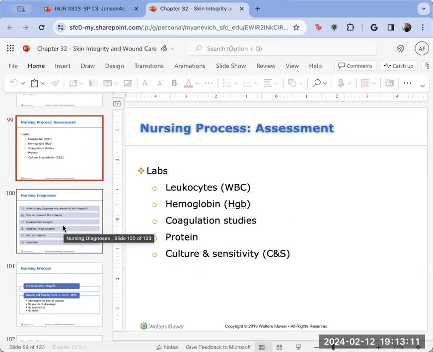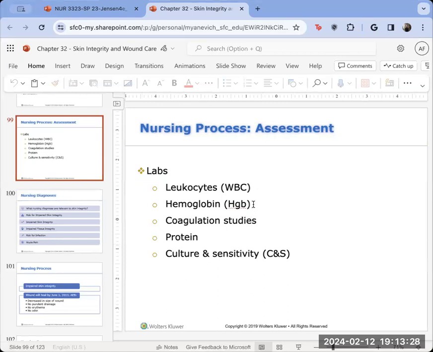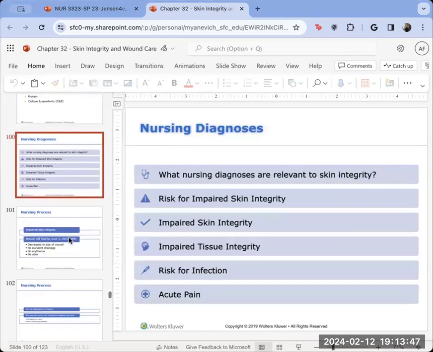Labs: leukocytes, meaning WBC, elevated is a sign of infection. Hemoglobin being low. Hemoglobin's normally like 12 to 18, 12 to 16 for females and 14 to 18 for men. It depends, every textbook has a little different. But for hemoglobin, if it's low, that means that they're bleeding. So those are things that we want to look at. Coagulation: are they able to clot themselves to stop the bleeding? Culture and sensitivity means you're detecting and looking for bacteria. Okay, so we already talked about this.